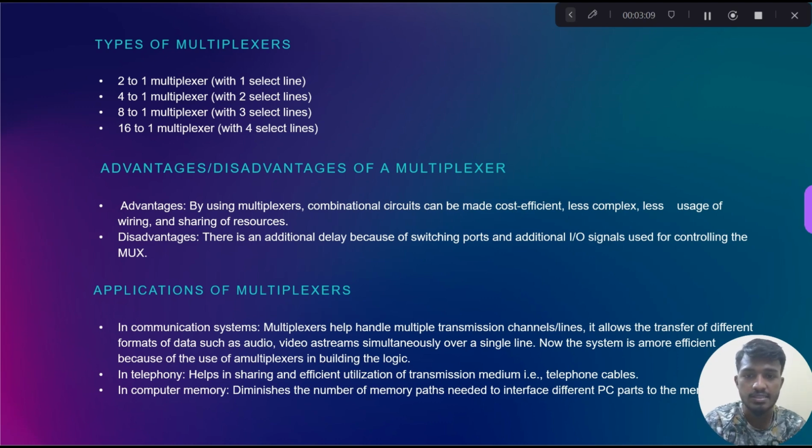Applications of multiplexer. In communication systems, multiplexers allow the transmission of different formats of data, such as audio, video, streams and signals, over a single line. The system becomes more efficient because of the use of multiplexers. In telephones, it helps in the efficient sharing of data and utilization of the transmission medium, the telephone cables. In computer memory, it reduces the number of memory paths needed.